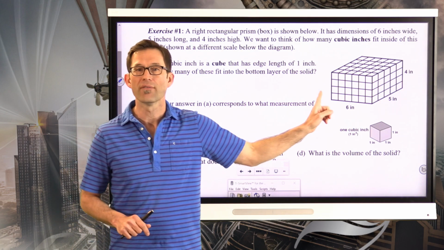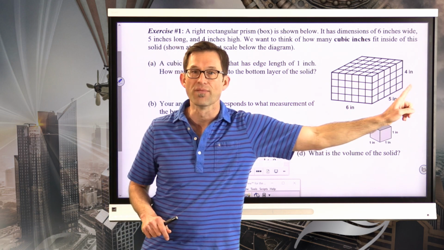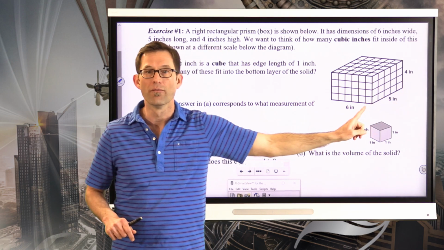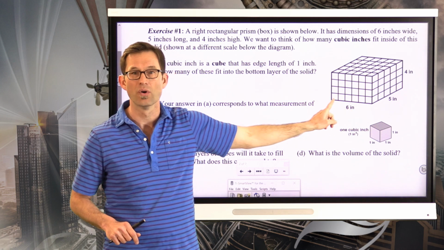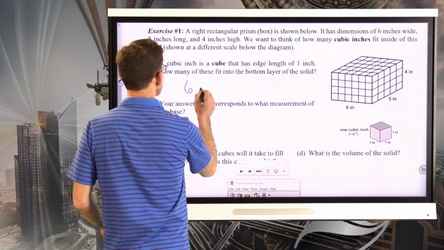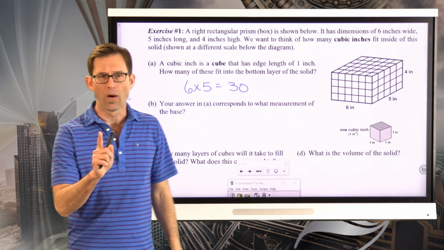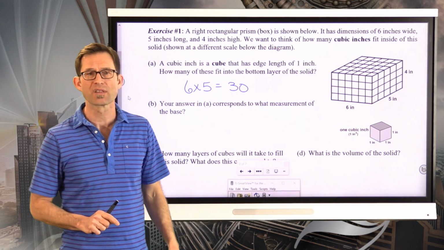Well, we have a row of 6 that are here, and then we have 5 rows of them. Or we have a row of 5 here, and we have 6 rows of those 5. Either way, we've got 6 times 5, or 30 in that bottom layer. All right, now, this is extremely important for the rest of the lesson.